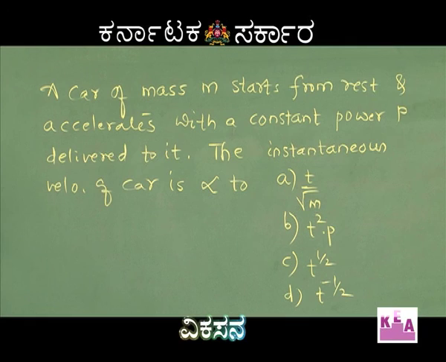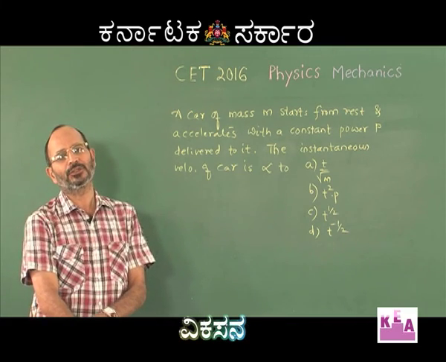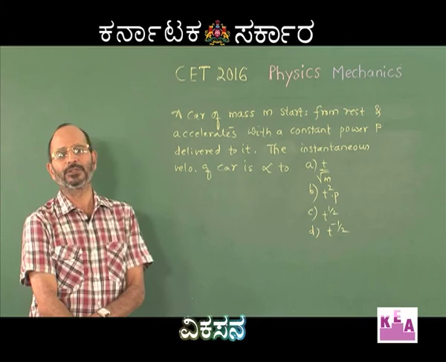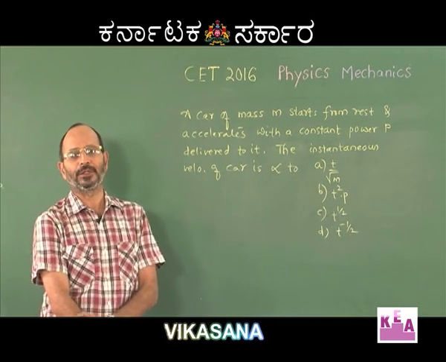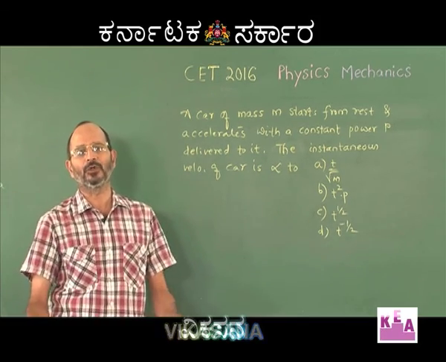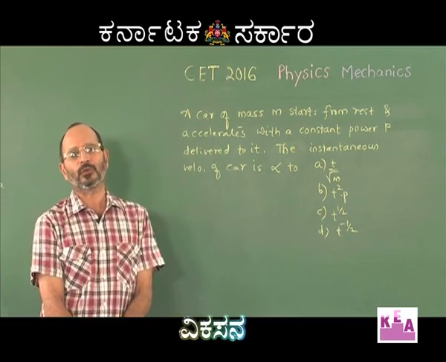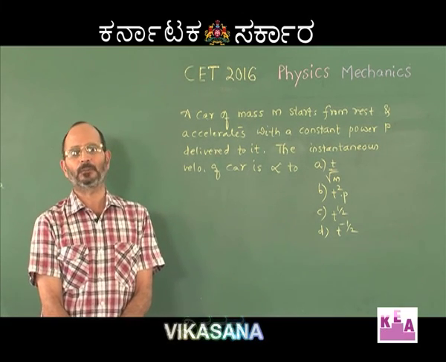Here is a problem which needs an elementary knowledge of differentiation and integration, that is your calculus. The problem is very simple, but it needs some basic knowledge. Do you know what exactly is the formula for the instantaneous power? Average power is different and instantaneous power is different. Average power is simply work done divided by time taken, whereas the instantaneous power is F dot V.